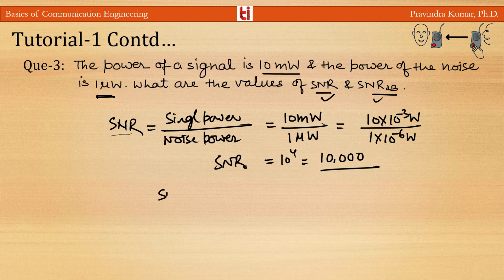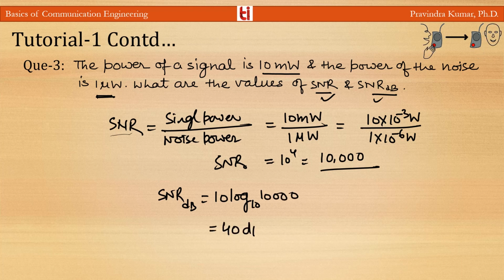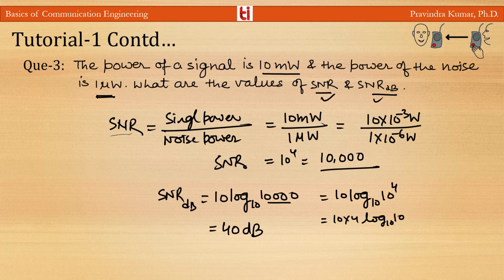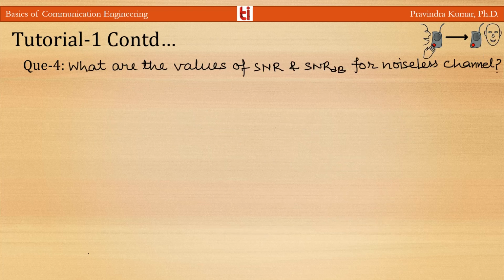If I want to find SNR in dB, it will be 10 log 10 of the normal value of SNR. I can write it as 10 log 10 of 10 to the power 4, or 10 into 4 log 10 10, and log 10 10 is 1, so it will be 40 dB.